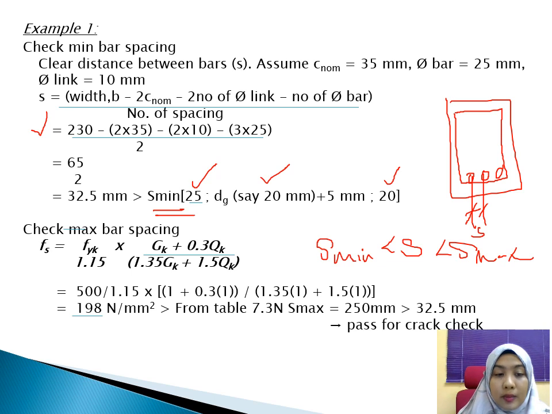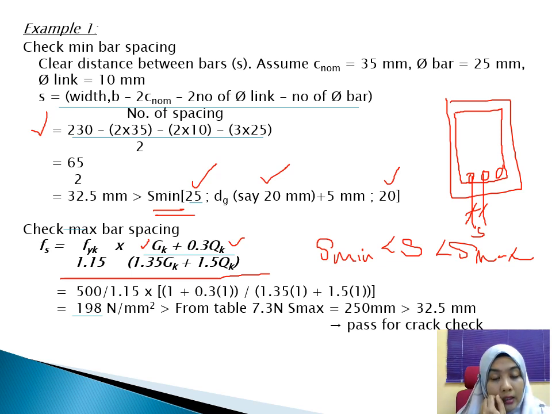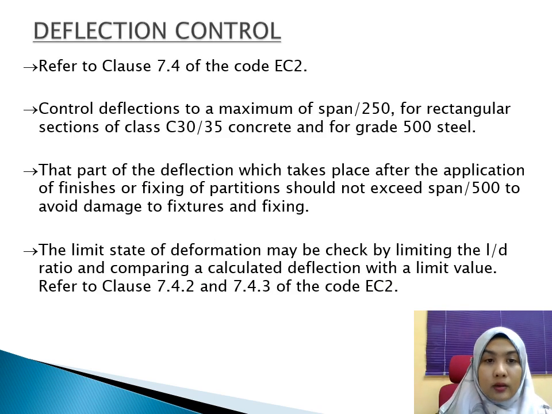Then you calculate for maximum spacing. First, calculate your Fs value from this equation. You just substitute the values of Gk and Qk. The values of Gk and Qk are the values before you factor them, so it means they are unfactored values. And you get your Fs value. And then based on table 7.3N, for crack width, for example here, crack width 0.3, then you get your S maximum value equal to 250. Then compare with your actual spacing, which is 32.5, which is less than 250. It means that our crack check is passed.